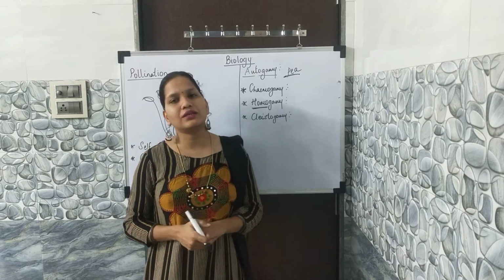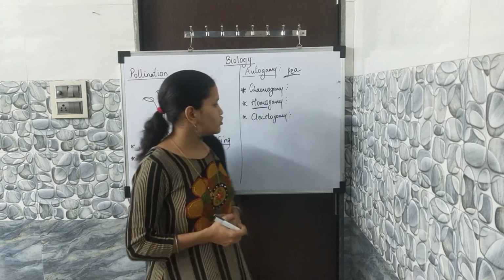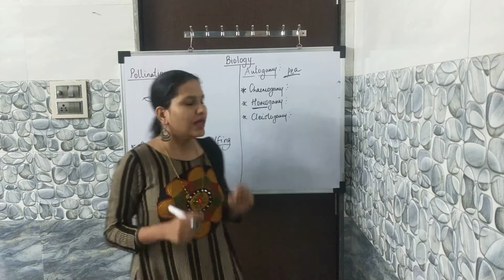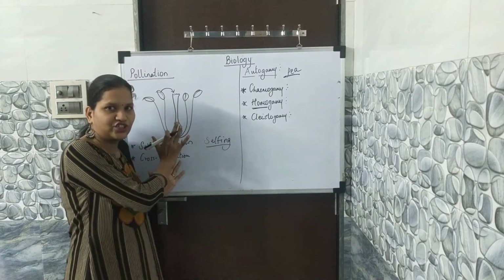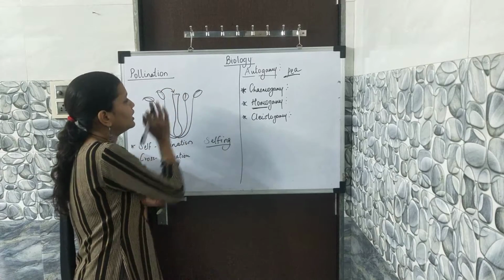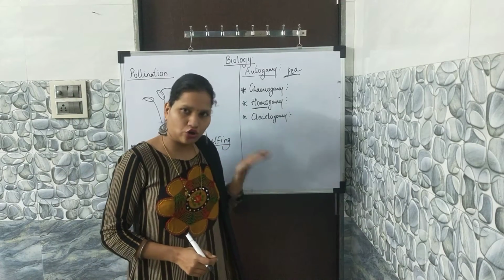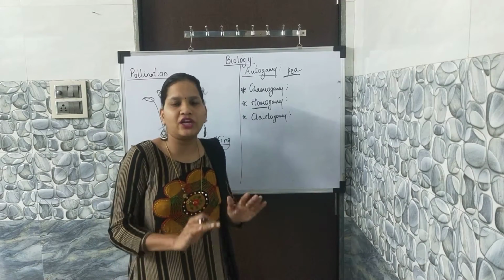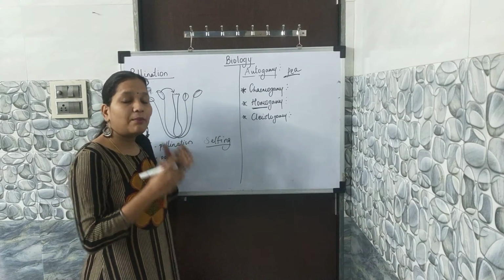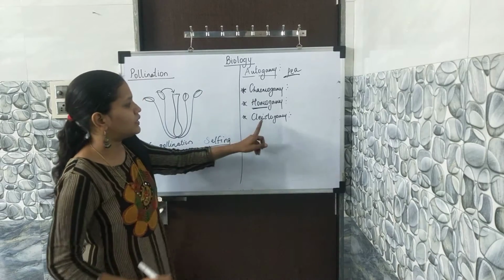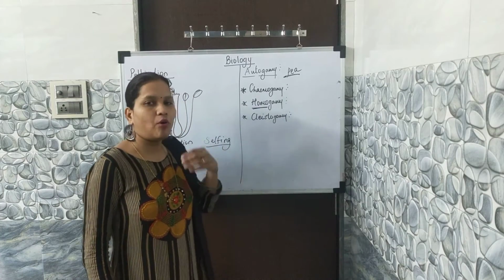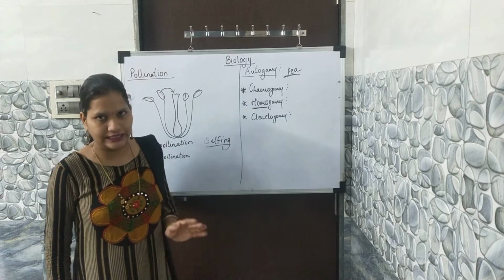What do you mean by cleistogamy? Cleistogamy is the term where the flower does not open. It is definitely self-pollination. The pollen grains fall on the stigma, so it is self-pollinated automatically, and it does not wait to get mature. Basically, pollination is done when the bisexual flower matures. But in cleistogamy, the flower does not open up. Before opening up, it gets self-pollinated.